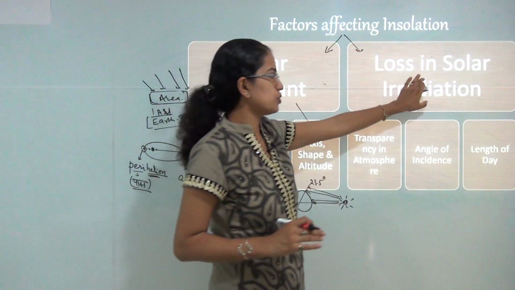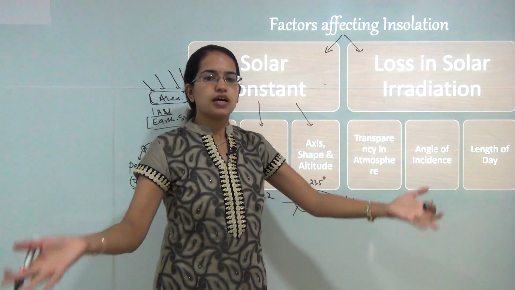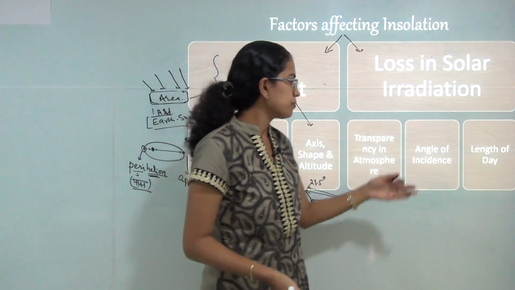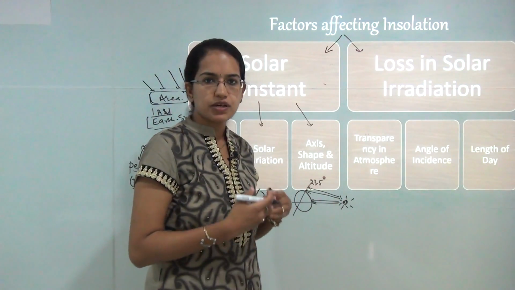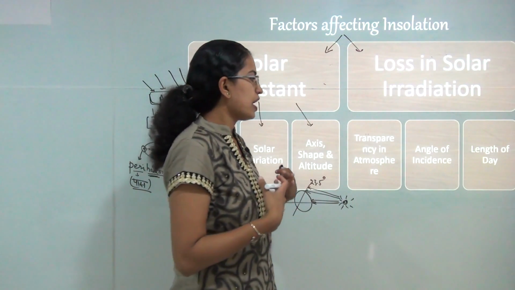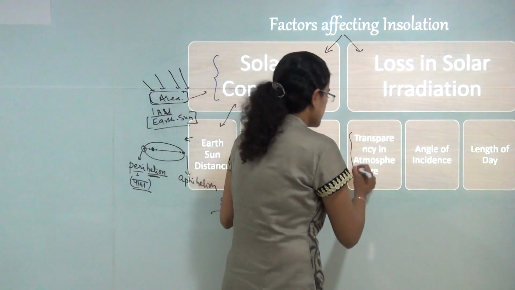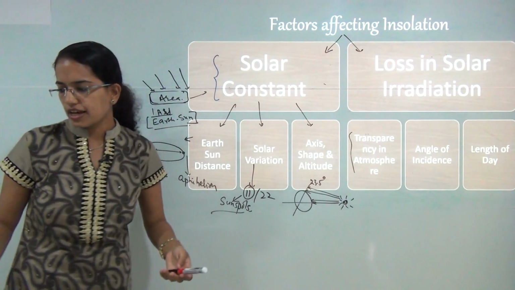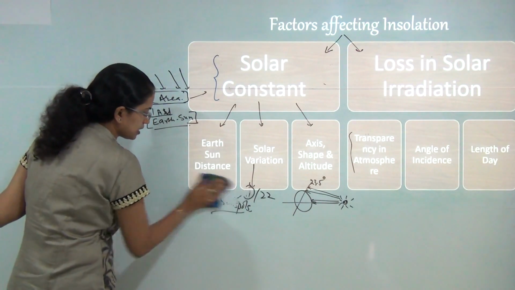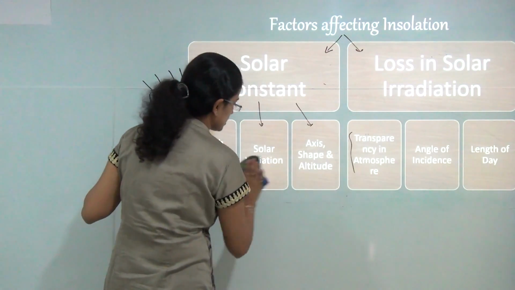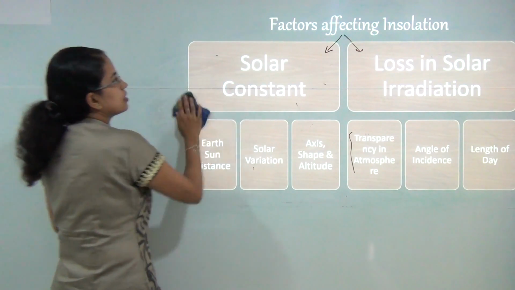The next is loss in solar irradiation. It's affected by the length of the day. If the length of the day is more, the amount of incoming solar radiations would be more. The angle of incidence: if the angle of incidence is perpendicular, the amount of insolation would be much higher as compared to an angle of 30 degrees or 45 degrees. Then transparency in the atmosphere. If there are clouds present, they would obstruct the insolation. However, if there is a clear atmosphere, it would lead to more insolation coming into the region. So these are some of the factors that affect insolation.